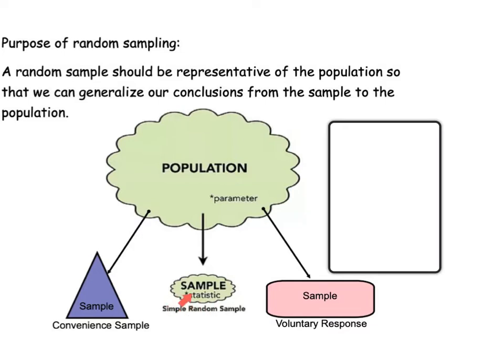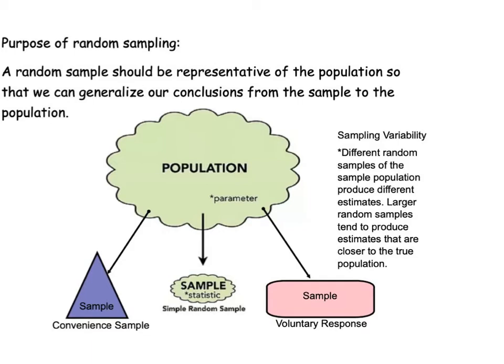In other words, when we take a simple random sample, notice the shape of this. This is showing you that it's a smaller version but representative of our population. Whereas when we take things like a convenience sample or voluntary response sample, these are not good sampling techniques and they do not produce samples that are representative of our population. So if we do randomly sample, we can then make an inference from our sample and apply it back to our population.